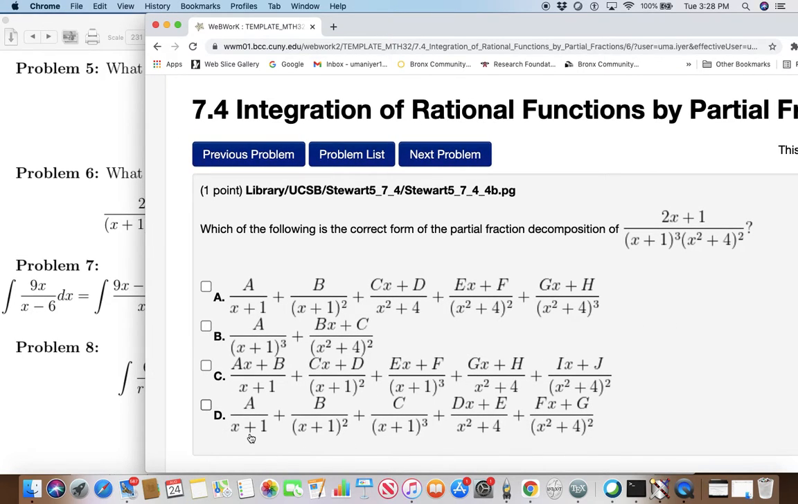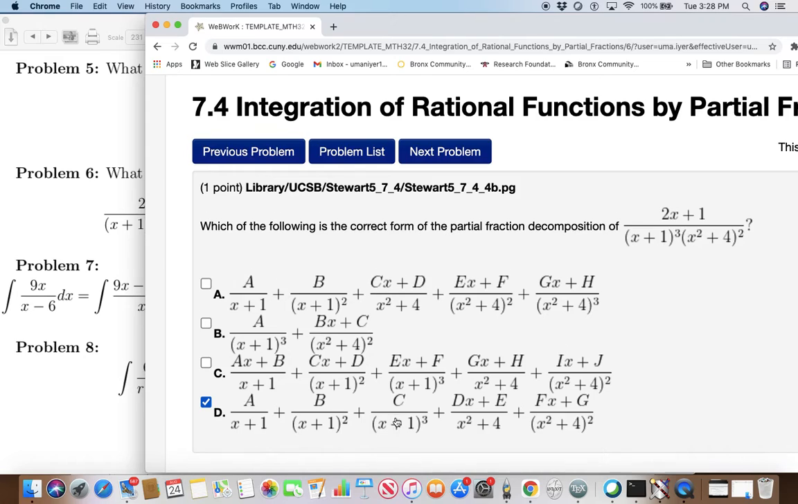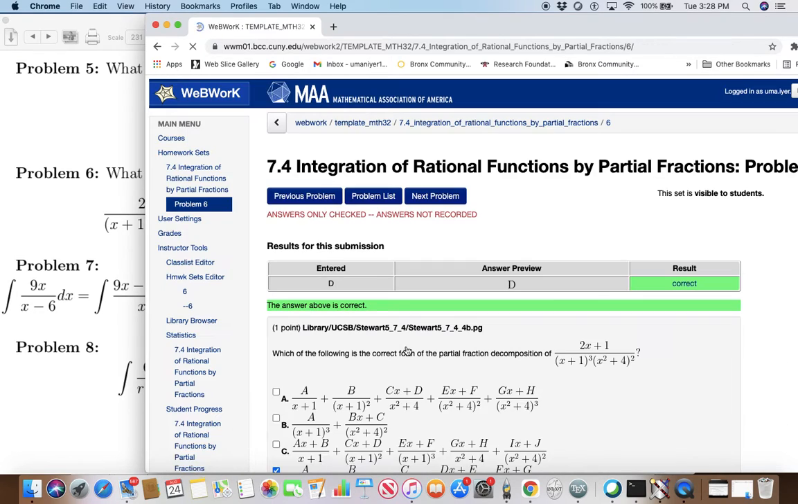So constant for x plus 1, constant for x plus 1 squared, constant for x plus 1 power 3. Then here a linear numerator, that is a pair of constants, and another pair of constants. So it's this. Next.